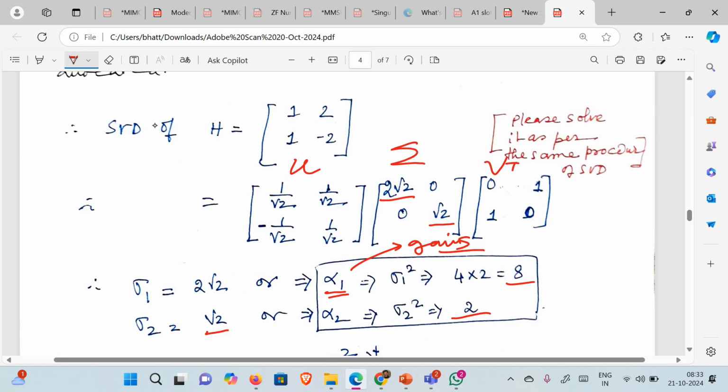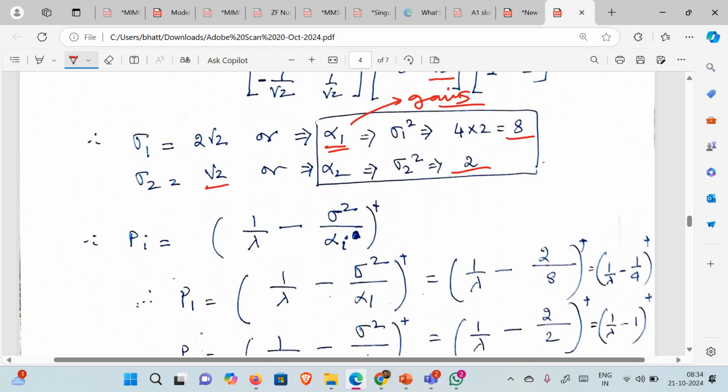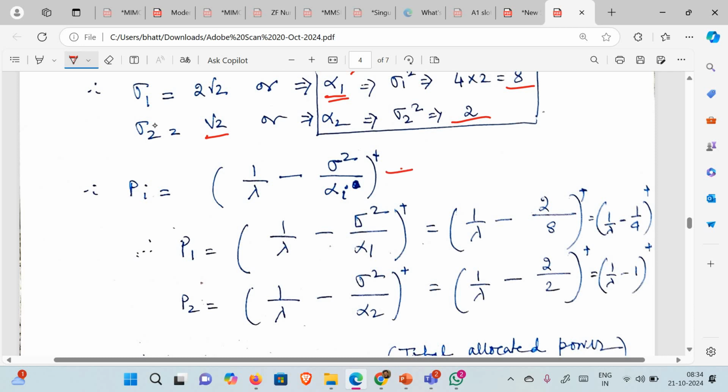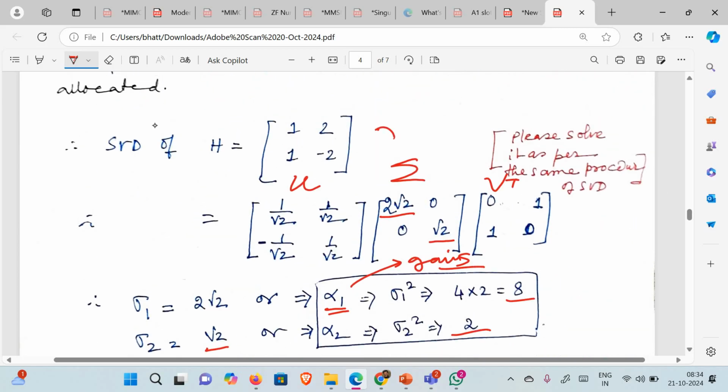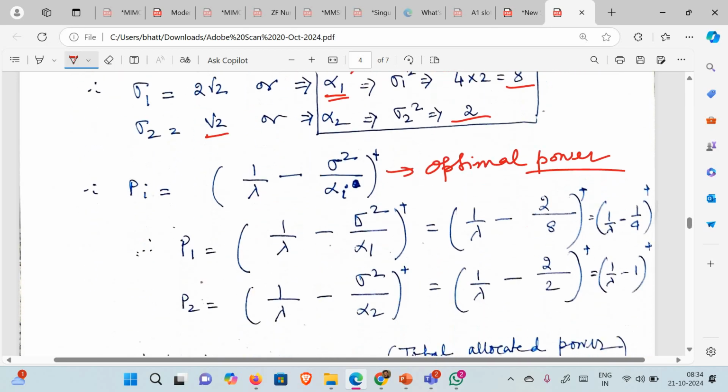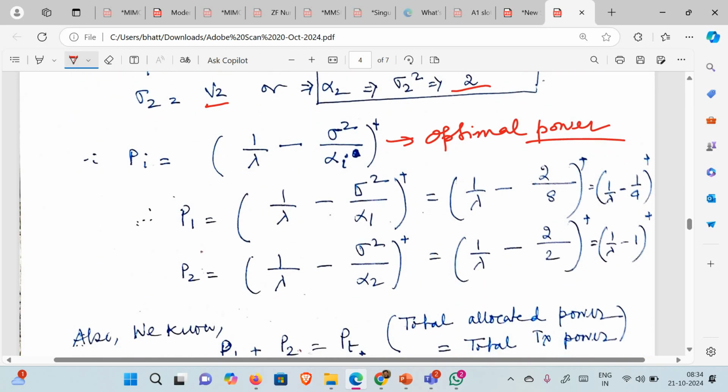Follow the steps carefully and you will be able to solve them very easily. Now we have alpha 1 and alpha 2 done. So what next is the optimal power calculation. This is my equation, which we know: 1 by delta minus sigma square by alpha i. Alpha i we already know. Here there are two sets because R equals 2 and T equals 2 as well. So basically we have a 2 cross 2 matrix, so Pi will have two sets, which are P1 and P2.